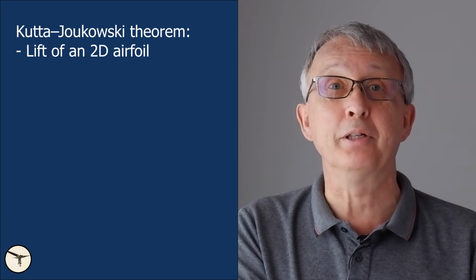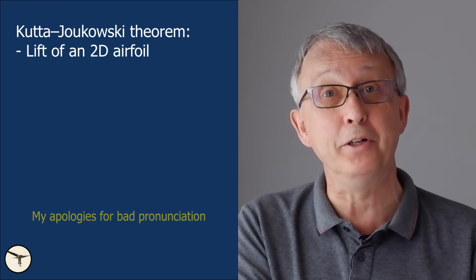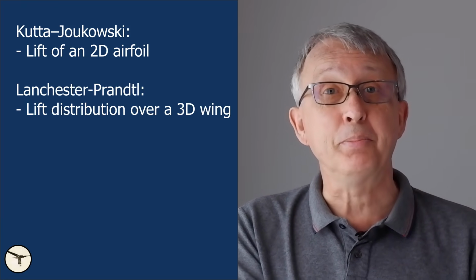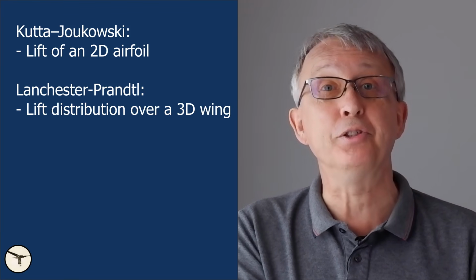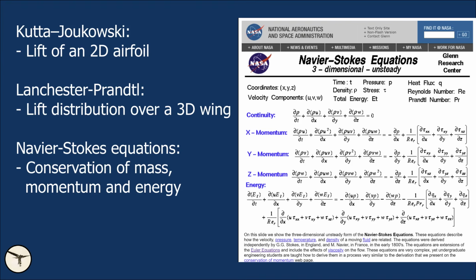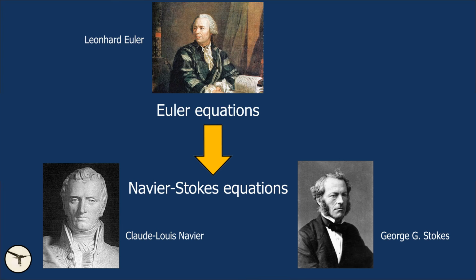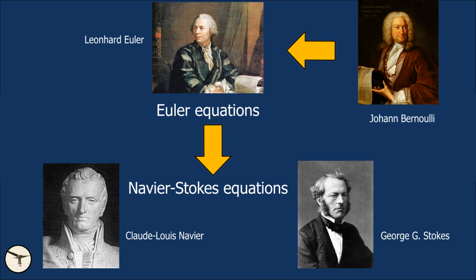Professionals are using the Kutta-Joukowski theorem to calculate the lift of a two-dimensional airfoil, the Lanchester-Prandtl theory to predict lift distribution of a three-dimensional wing, and the Navier-Stokes equations for conservation of mass, momentum, and energy. And here is a fun fact. The Navier-Stokes equations are developed from the Euler equations. Leonhard Euler was a student of Daniel Bernoulli's father, Johann.